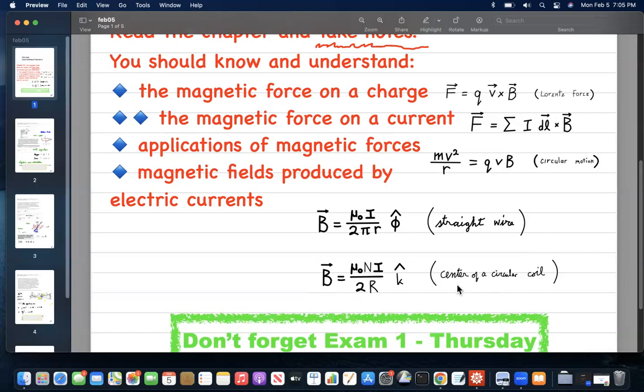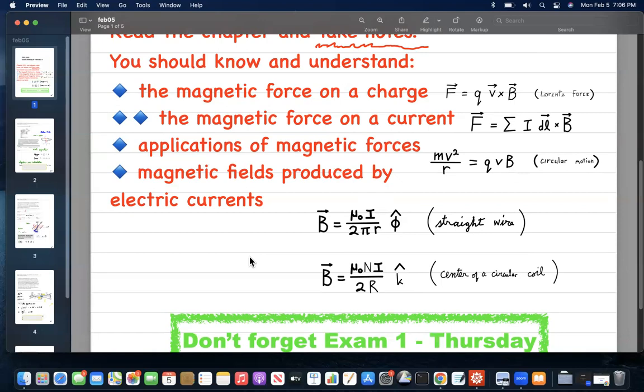Or if you have a coil of circular loops of wire carrying current I, then the magnetic field at the center of that coil of wire is mu naught N I over 2r, where r is the radius of the circle, times the direction k hat, which is the axis of the circle. So here are two examples of magnetic fields produced by electric currents.